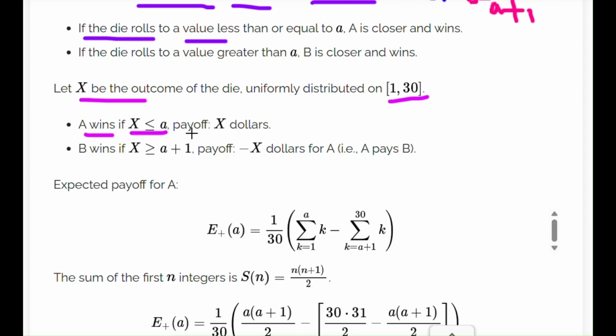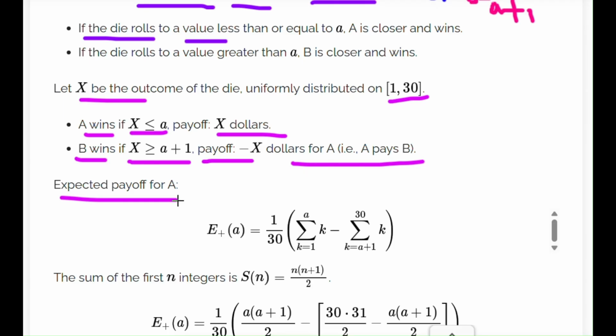Now, if X is less than A, as we saw here in the number line, this part, then A would win X dollars. As stated in the question, the outcome of the die roll would be the amount the person wins. Now, B wins if X is greater than or equal to A plus 1. That is, the payoff would be minus X dollars for A. So we are calculating these payoffs from A's perspective. So minus X dollars means A is losing the money because B is winning.